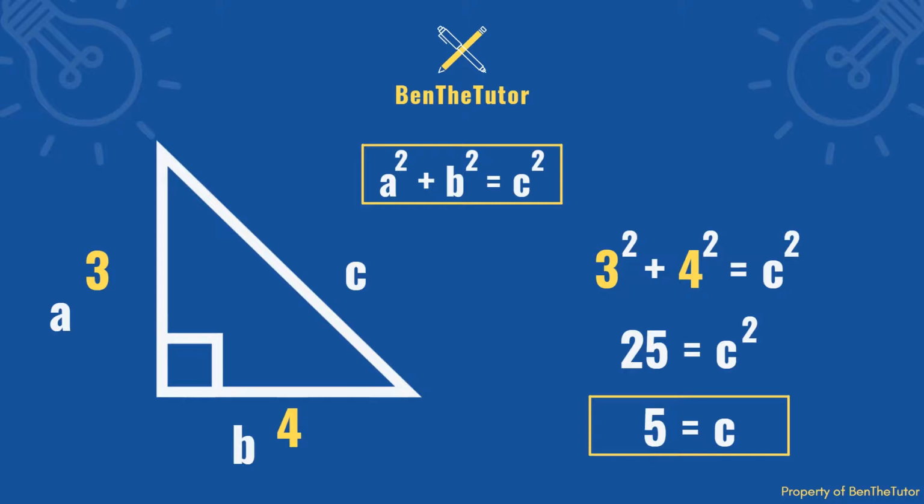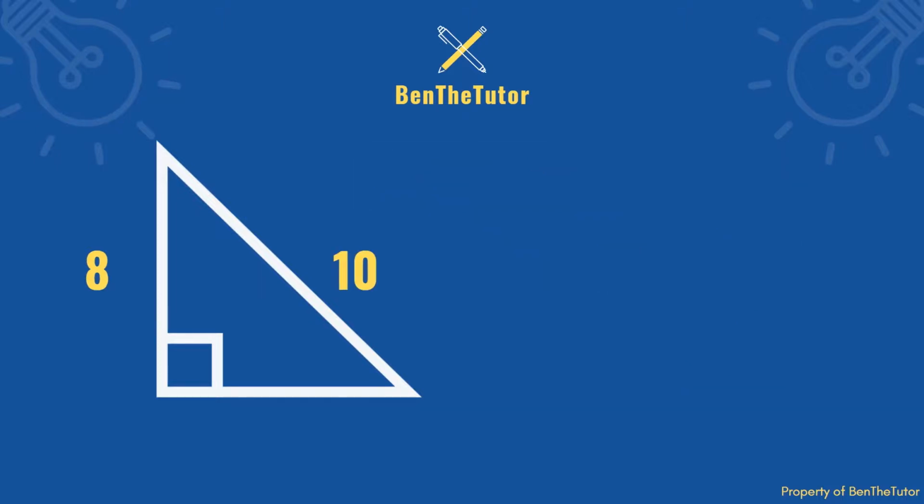So what about an example where we don't know what a or b is? Like this one. We label our triangle again, so a, b and c. In this case we know what c is and we know what a is. We could easily label 8 as b and the length b as a. It doesn't matter which way we label a and b.